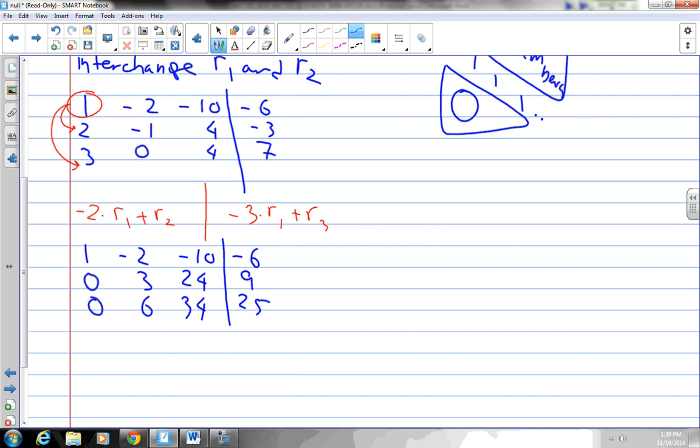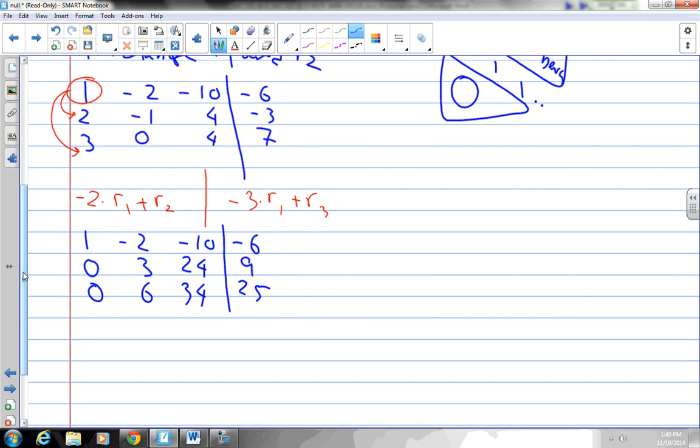This new system is equivalent to the original system. They both have the same solutions because we did not do any illegal moves. We stayed with our 3 available operations: interchange rows, multiply by a constant, and add a multiple of a row to another. Are my numbers correct?